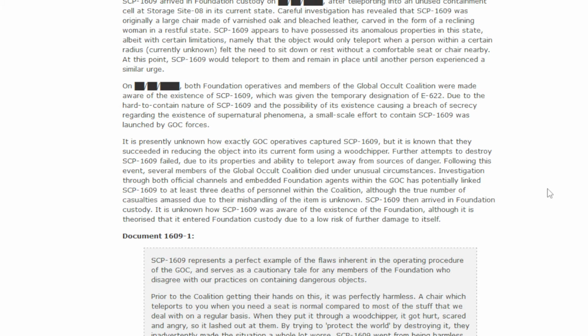But it is known that they succeeded in reducing the object into its current form using a wood chipper. Further attempts to destroy it have failed due to its ability to teleport away from sources of danger. Following this event, several members of the Global Occult Coalition died under unusual circumstances. Investigations through both official channels and embedded Foundation agents within the GOC have potentially linked 1609 to at least 3 deaths of personnel within the coalition.